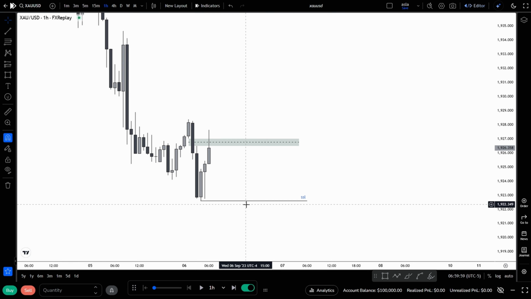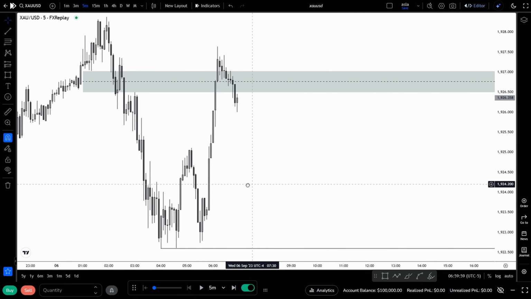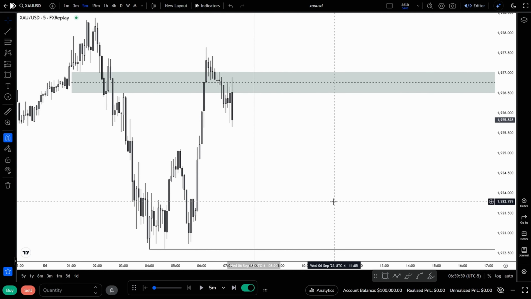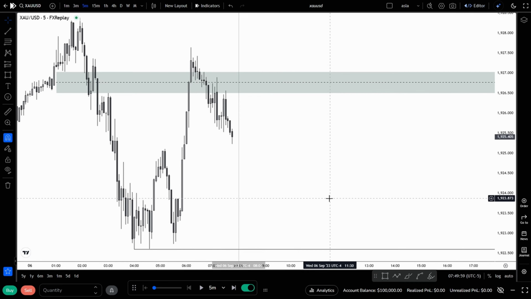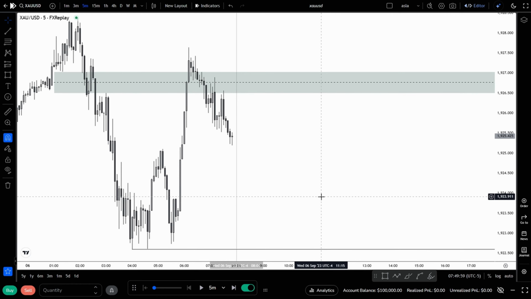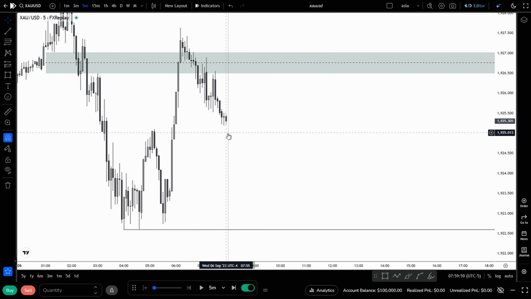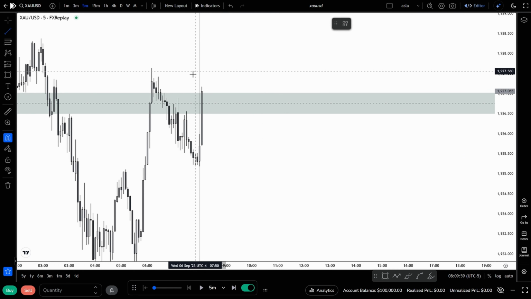With that bias in mind, we now drop down to lower time frames to look for short setups that align with this idea. Here we are on the 5-minute chart. You can see price is trading inside a fair value gap on this time frame as well. Since our higher time frame bias is bearish, we are only interested in short setups targeting that old low on the hourly chart. I will wait for the start of my session because I want volatility and liquidity to come into the market. Once the session begins, I am focused strictly on short setups.